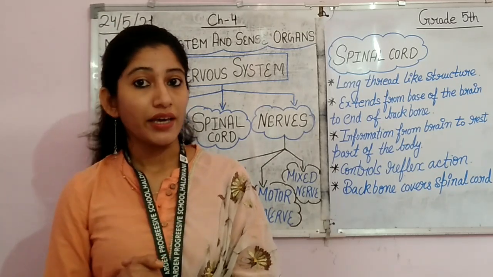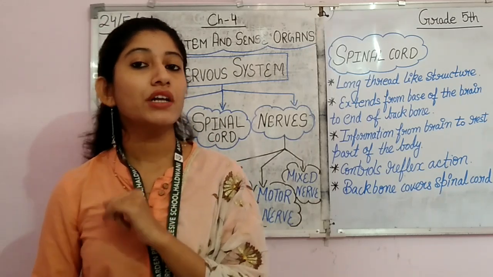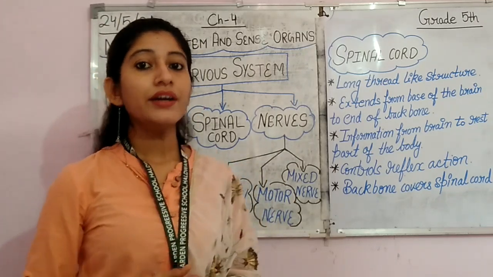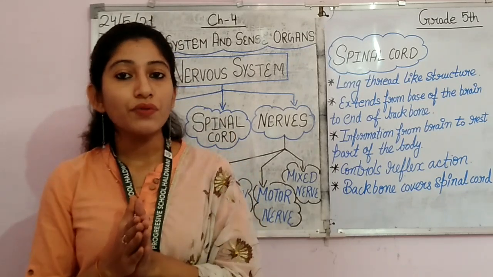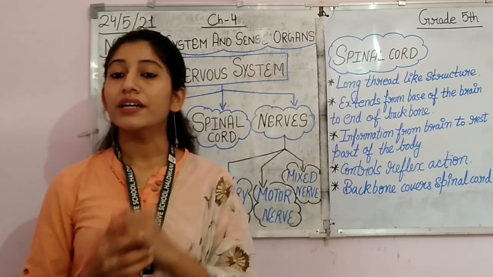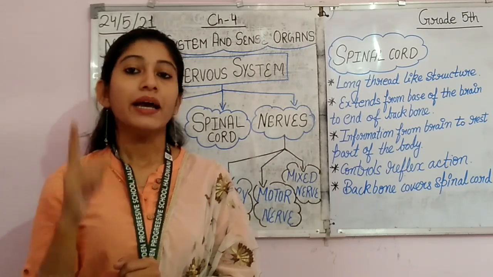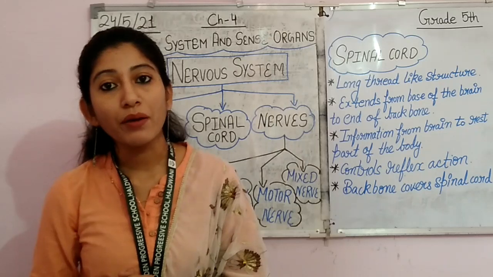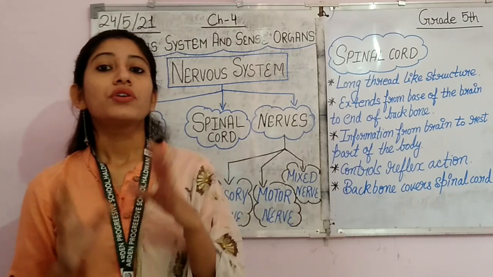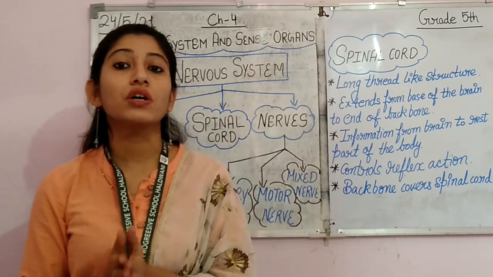So students, just think: when I say that the spinal cord is protected by the vertebral column, where is our vertebral column? The vertebral column is this backbone, right? So this backbone, this vertebral column, protects our spinal cord. From here it is clear that the spinal cord exists in the back side, which is covered by the backbone, also called the vertebral column. Now, today we are going to see further what the spinal cord actually is.